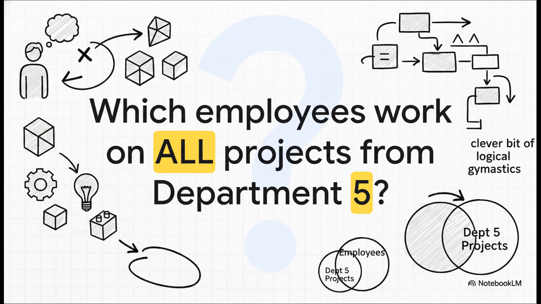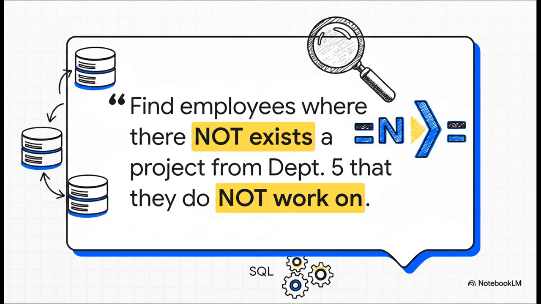It just doesn't work. So to answer this, we need to perform a very clever bit of logical gymnastics. And here it is, the mind-bending solution. We have to completely rephrase the question. Instead of asking, find employees who work on all the projects, we ask, find employees where there does not exist a single project from that department that they do not work on. Go ahead, read that double negative again. We're looking for employees for whom the set of projects they don't work on is completely empty. It's a bit of a brain teaser, I know, but it is a perfectly logical statement that SQL can execute. This, my friends, is peak SQL wizardry.